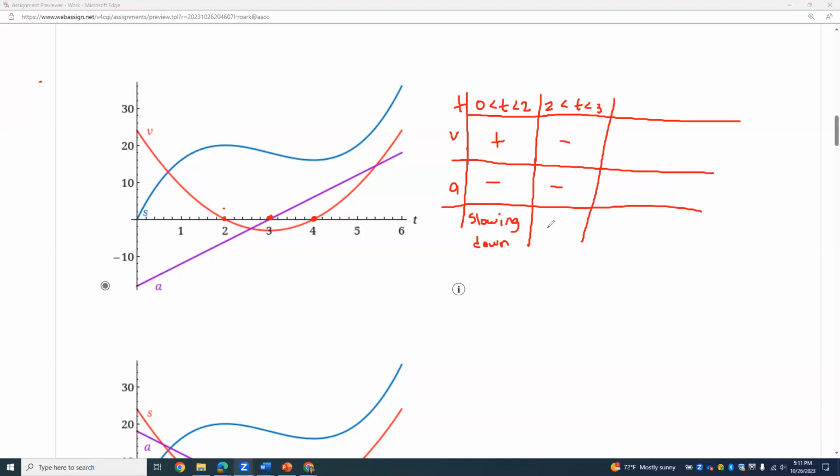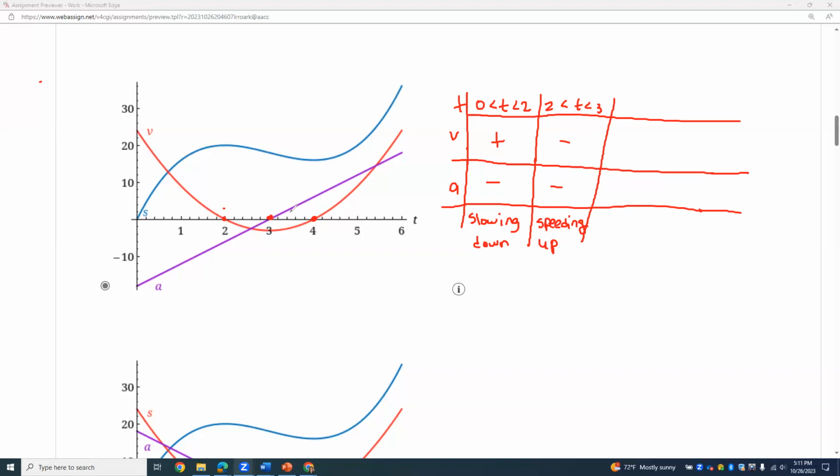So that works out really well. I'm flying backwards, so I'm speeding up in the negative direction. Does that make sense? I am accelerating in reverse. No brakes. So that would be between 2 and 3.